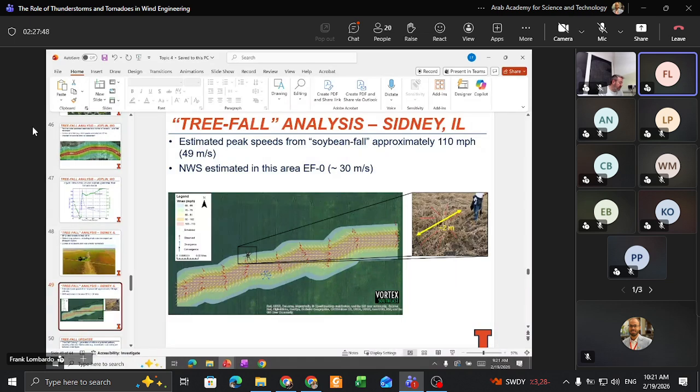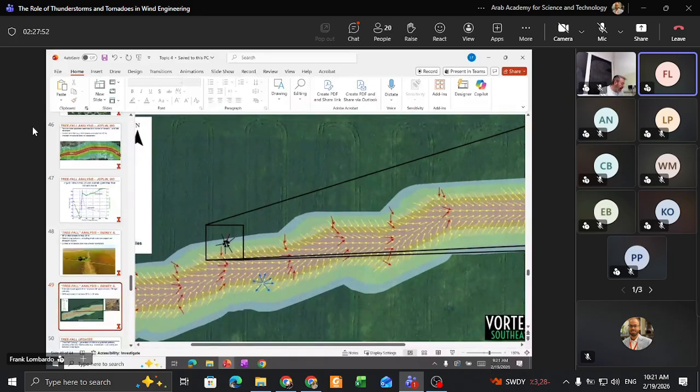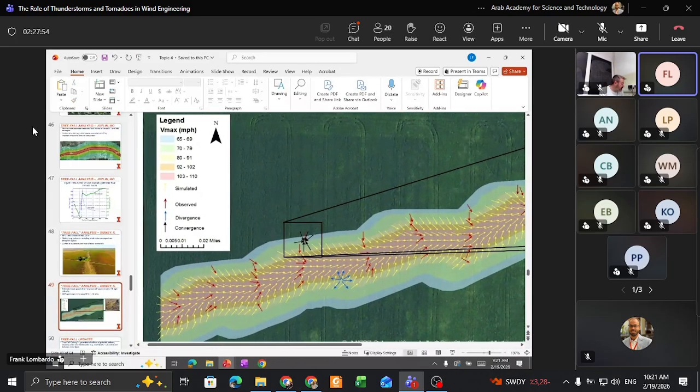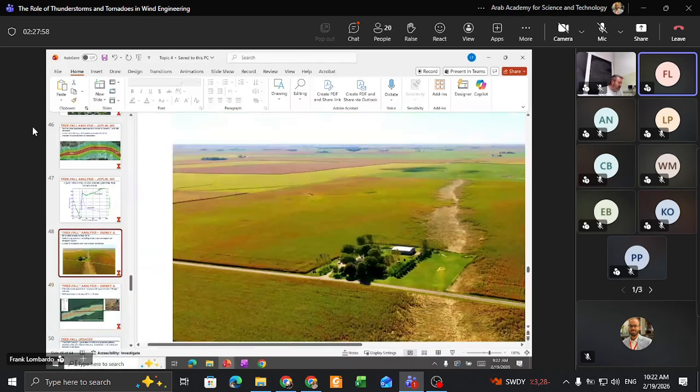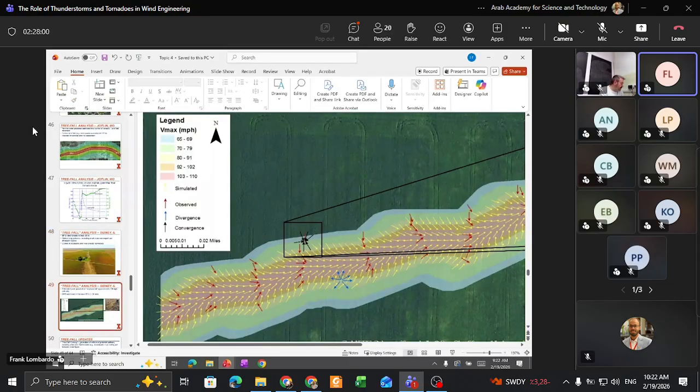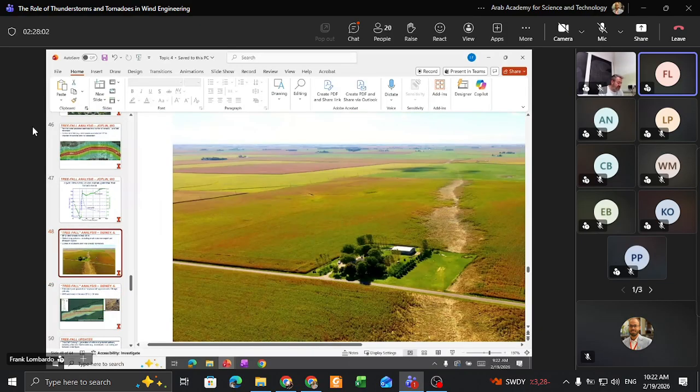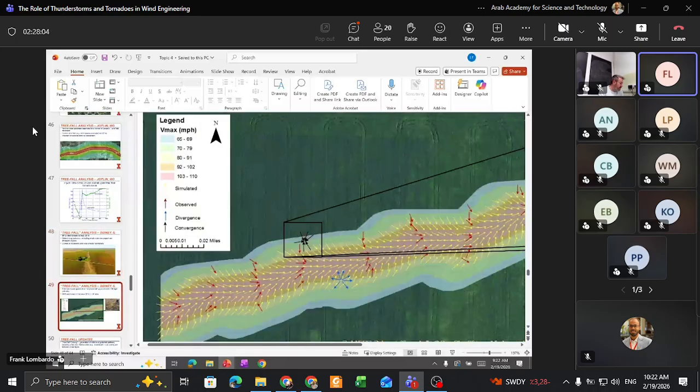And again, you can develop a wind field. We also saw some interesting flow patterns in soybeans, which don't really snap. Like here, the corn is either snapped off or laid down. It didn't come back up. Soybeans are a little weirder, but you see these convergent and divergent flow patterns that we saw in the damage from these crops.